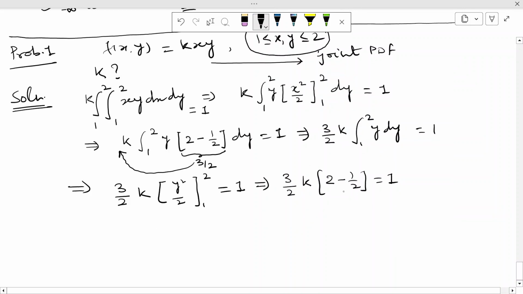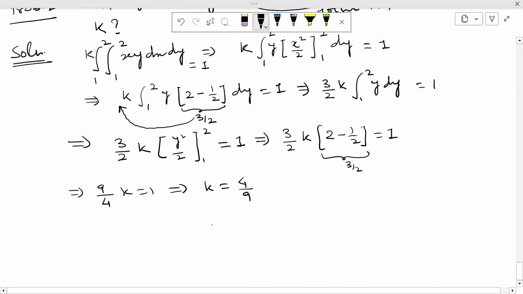So again from here you will obtain that this value is again coming out as 3 by 2. So we are having 3 by 2 here and 3 by 2 again, so this will be 9 by 4, k is equal to 1. So this gives us the value of k as 4 by 9.